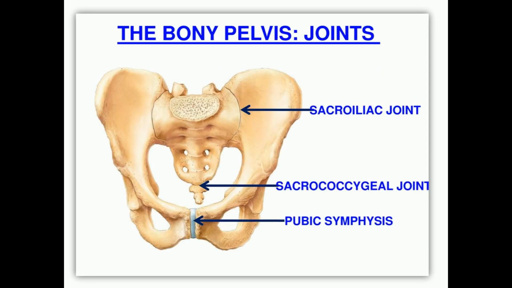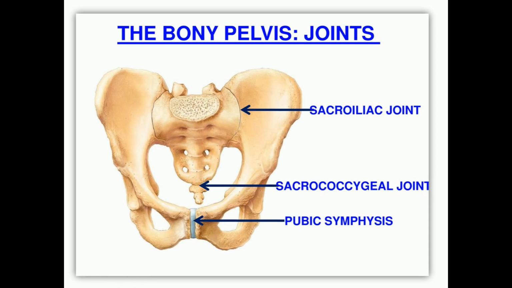Now the joints of the pelvis are the pubic symphysis, which can be seen in the anterior median aspect between the two pubic bones, and on the posterior aspect on each side between the sacrum and ilium, the right and left sacroiliac joints, and in the lower posterior part between the sacrum and coccyx, the sacrococcygeal joint. So these are the three types of joints that can be seen in the bony pelvis.